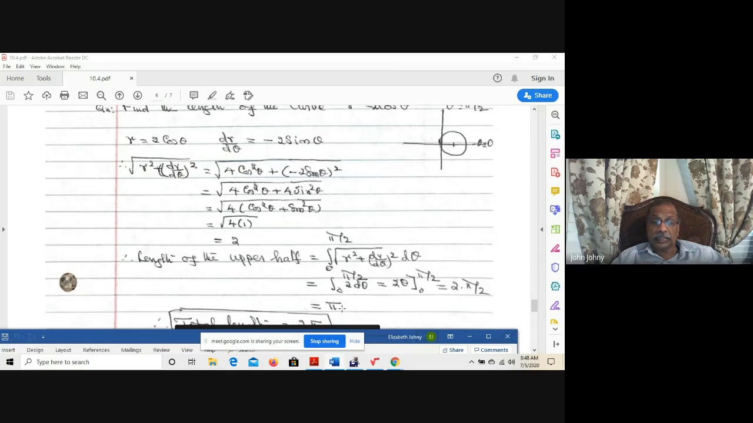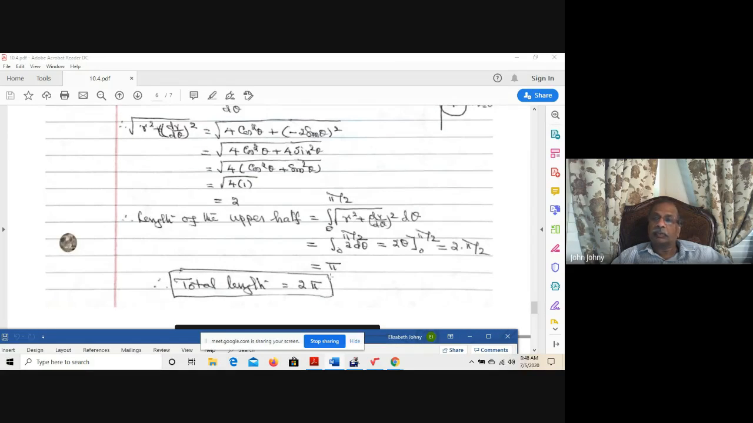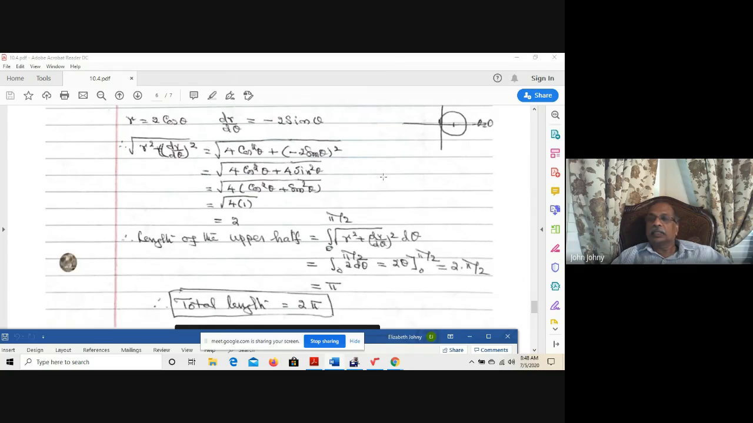This is the upper part alone. Therefore, the total length is 2 times pi, 2 pi. You can verify this. This is a circle with radius 1. And therefore, 2 cos theta. So it's a circle with radius 1. So circumference is 2 pi r. That is 2 pi times 1. So our answer is right. It is 2 pi.